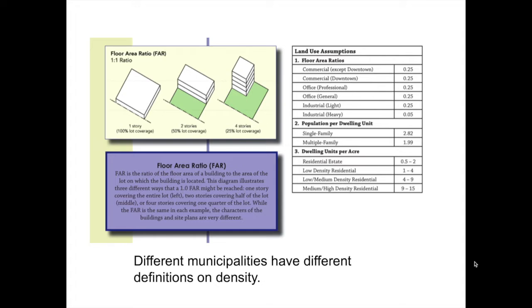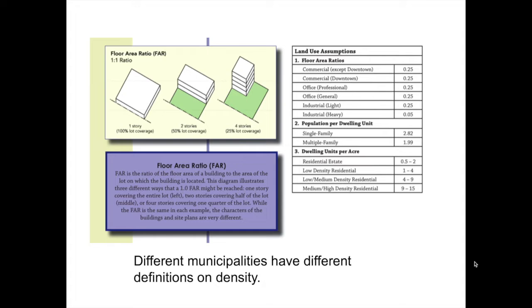Now look at these numbers here. 0.25 for all of these different things. Commercial downtown, office, industrial light, industrial heavy. Heavy goes down even further. 0.05 lot coverage. So big buildings, big lots, but typically one story. So that these types of numbers do not suggest density. They suggest a suburban model of development for this particular area.